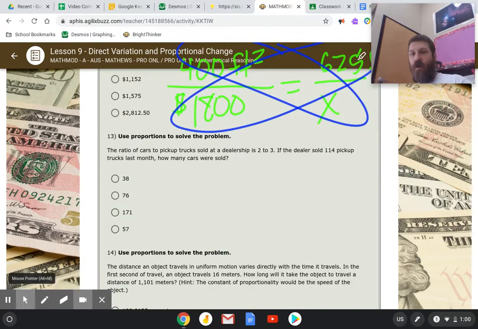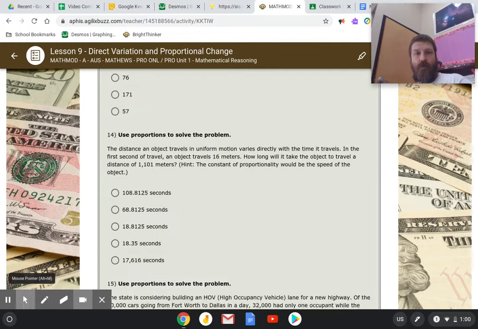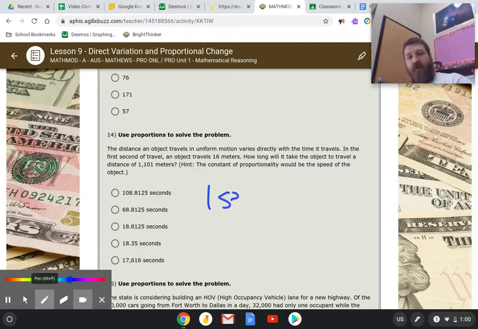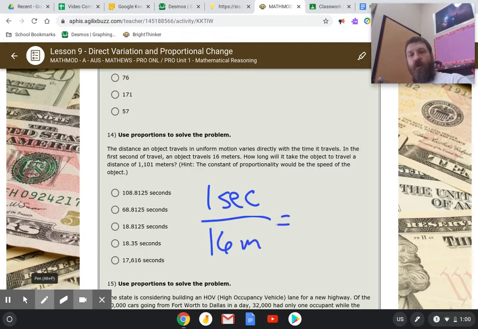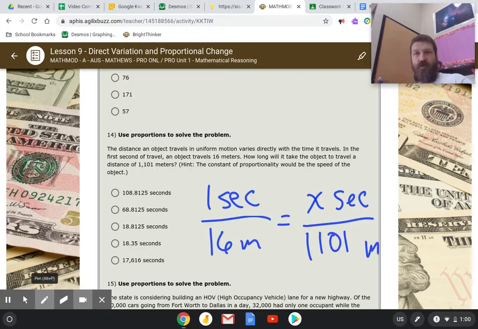Number 13, almost exactly the same. Number 14, in the first second of travel, they went 16 meters. How many seconds would it take to travel 1,101 meters? There it is, set up. I'll let you do the rest of these.